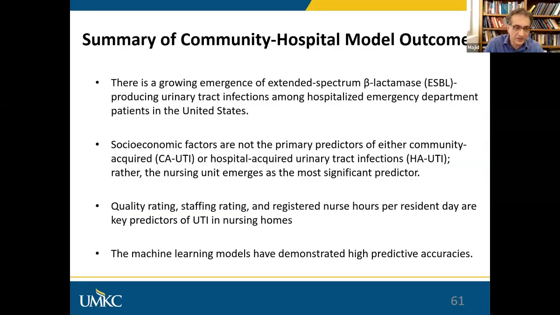Models have good accuracies, but socioeconomic factors were not primary predictors of UTI, community associated or healthcare associated. They were important, but not on top of the list. But to summarize all of this, we see that in hospitals and also nursing homes, quality of care and quality of the nursing home and the facility are really important predictors of UTI. Again, that's a different angle compared to the other studies that are mainly focusing on the electronic health records of patients.